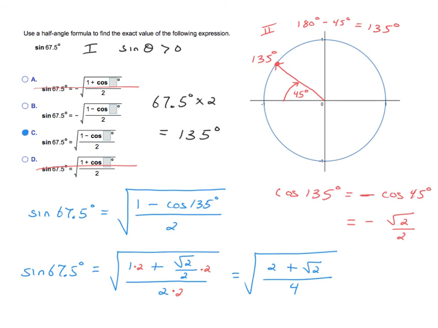There's one more thing I see that we can do. If you're taking the square root of a fraction, you can take the square root of just the numerator and the square root of just the denominator. The square root of the denominator actually just turns out to be 2, and this gives me the following final answer. That's the square root of 2 plus the square root of 2, all divided by 2. This is the final answer for sine of 67.5 degrees.